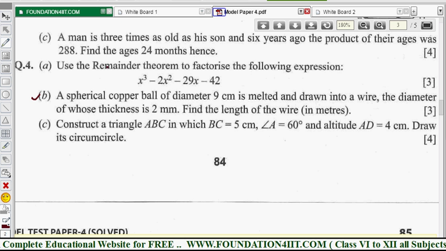For the construction, from the same channel you can see the geometrical construction videos. Just search by Newton from the same channel, for circle and construction of triangle, and you will get the videos. You can see them directly from that, so I am not explaining that. These construction videos are available in the same channel, and you can find this question from that.